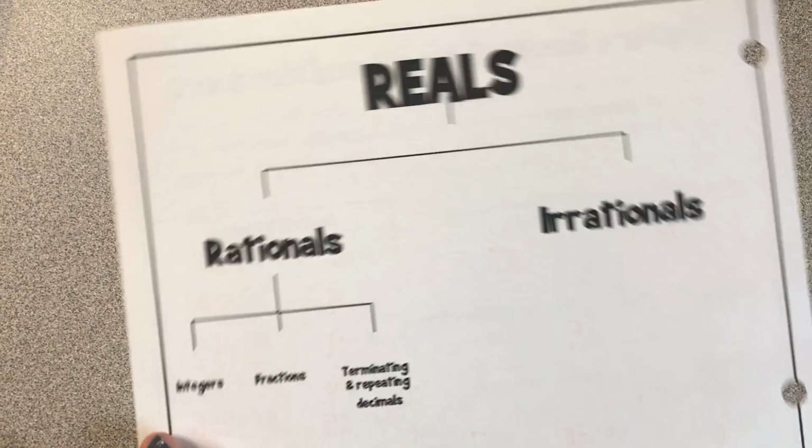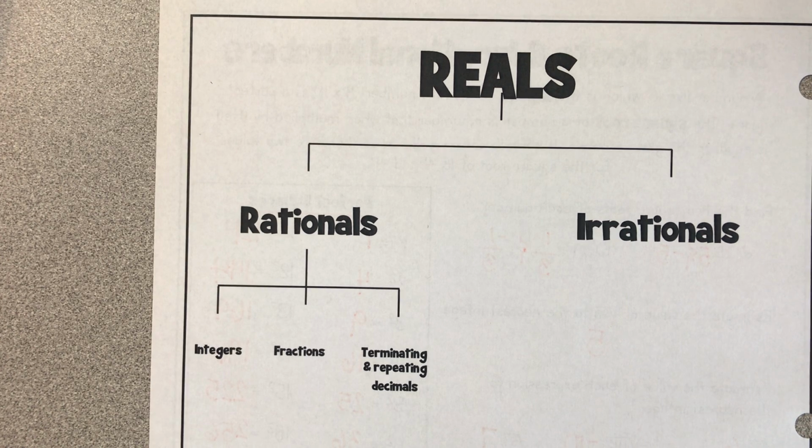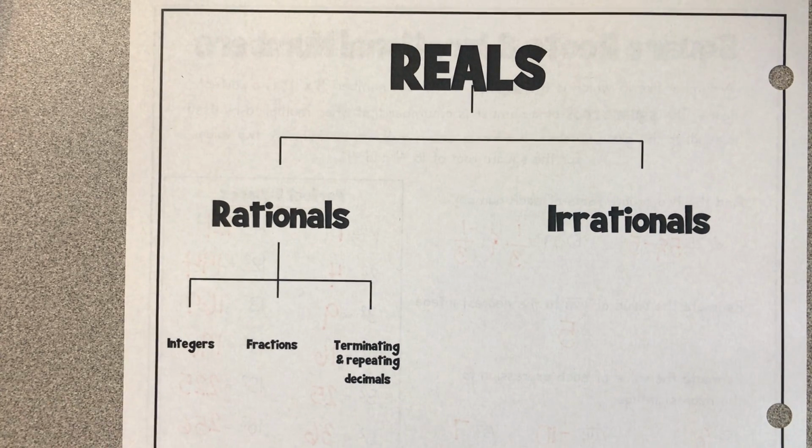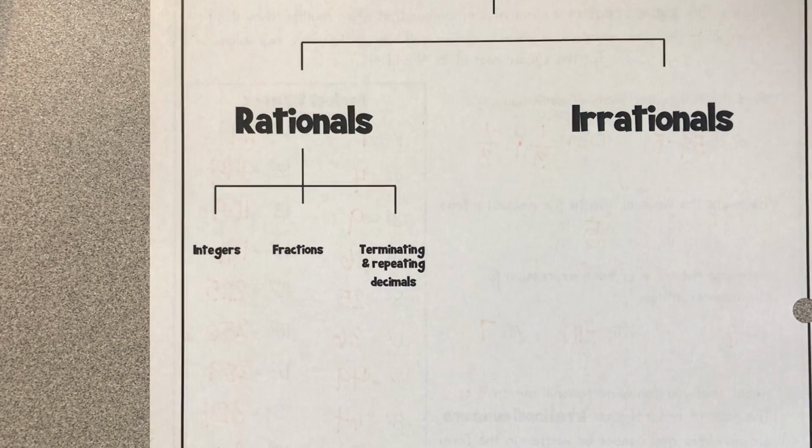So every number that you have encountered up until this point, 99% sure, is a real number. There are things called unreals and imaginary numbers. That is above our pay grade for right now. So let's talk about what makes up a rational number.